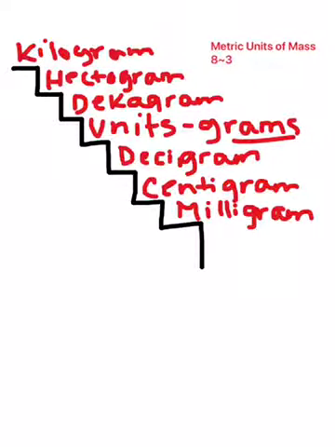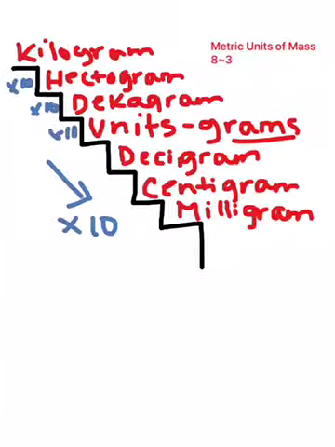And hopefully by now you're catching on that when we go down, we are multiplying by 10 each time. Each step is 10. And when we go up, we are doing the opposite and we are dividing by 10 each time.